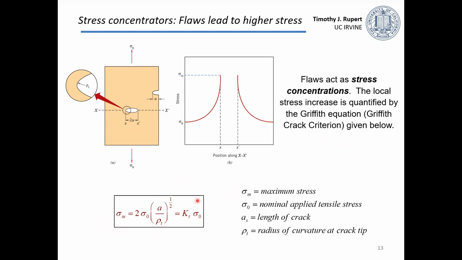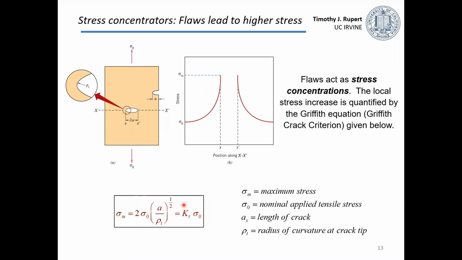And this equation says that this max stress near these flaws is going to be equal to 2 times the applied stress. So this is what we're sort of applying to our sample globally. And then multiplied by this term, which has the crack length divided by the radius of curvature of that crack tip to the power of 1/2. Okay. Sometimes this is rearranged to put it with just these simple terms.